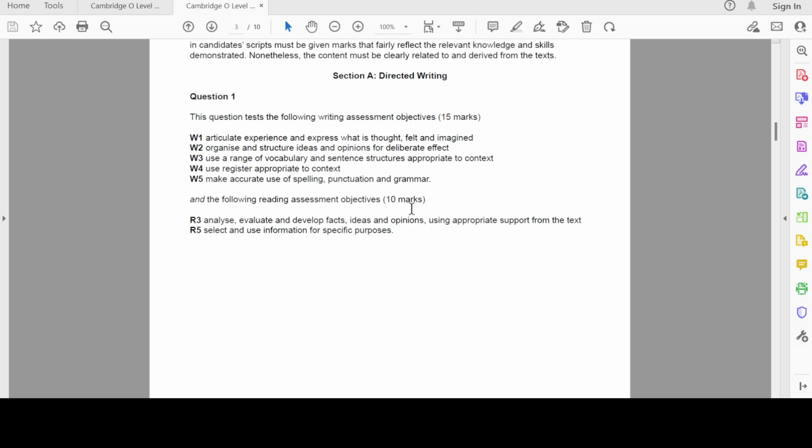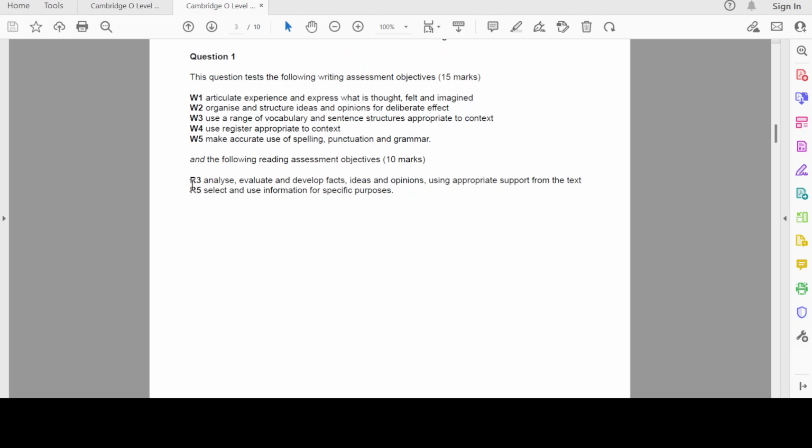These are the assessment objectives, W1 to W5, right? All the five writing objectives will be assessed in this question, and that's 15 marks. And R3 and R5, right? So to analyze, evaluate, and develop facts, ideas, and opinions using appropriate support from the text. Obviously, that's what the question is.